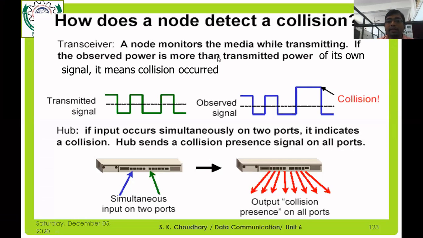So how does a node detect a collision? We know that a node monitors the media while transmitting. If the observed power is more than the transmitted power of its own signal, it means the collision occurred. So during the collision, what happens? Power would be doubled. That is basically what happens with the hub, when the hub indicates the collisions and sends the collision presence signals on all ports.